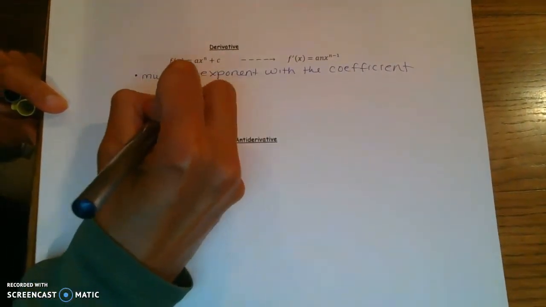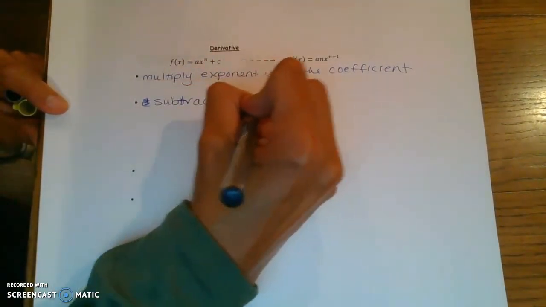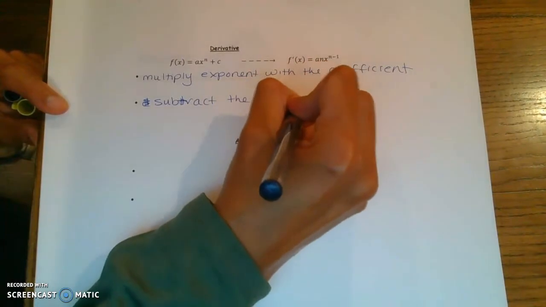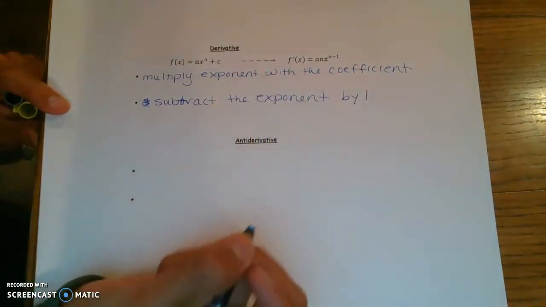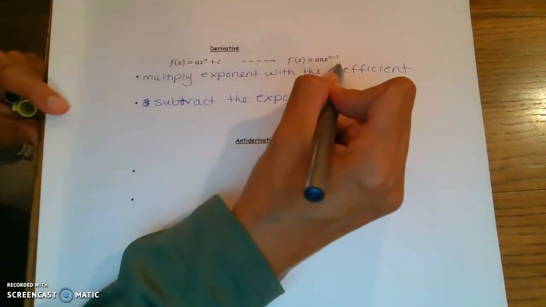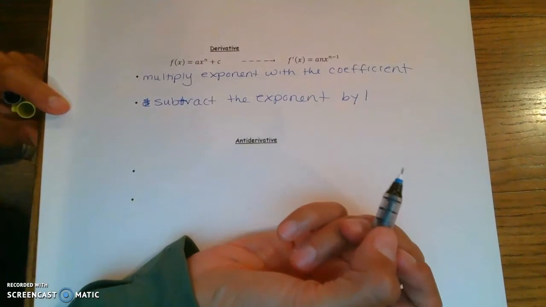subtract the exponent by 1. Okay. And that's why I end up getting this. And then you know that the derivative of a constant is just 0.